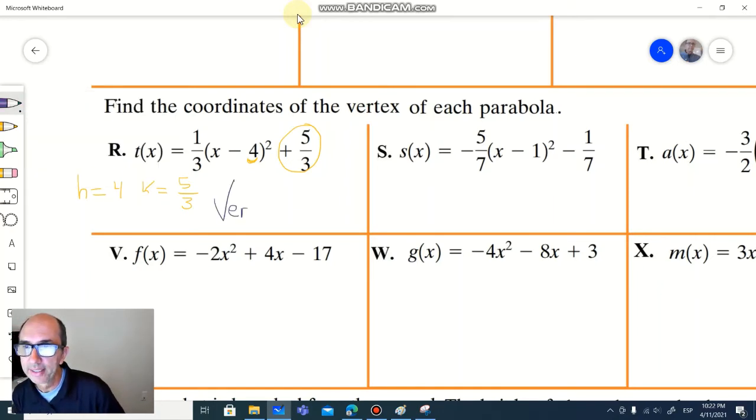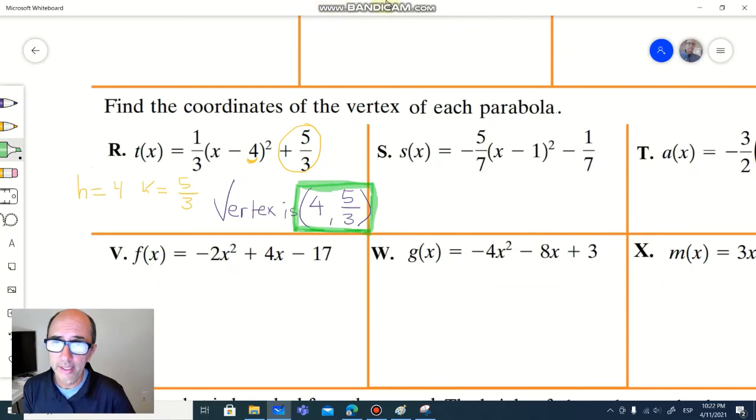The vertex is 4 and 5 over 3. See, very simple to identify, because if the function is in the vertex form, you can look at the function and you can see the coordinates of the vertex.